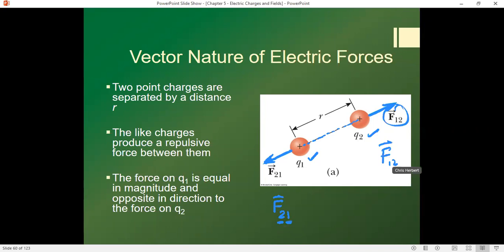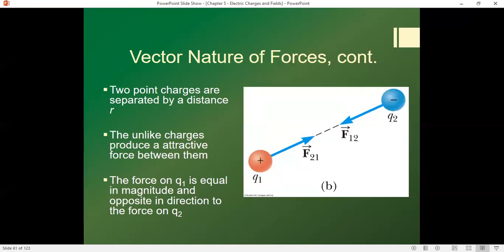F12 is a force on 2 due to 1. I always think it should be written the other way. Write it the way that would be more natural to say: the force on 1 due to 2 should be F12. It is the force due to 2 on 1. So that always sort of got me, that nomenclature that they use there.